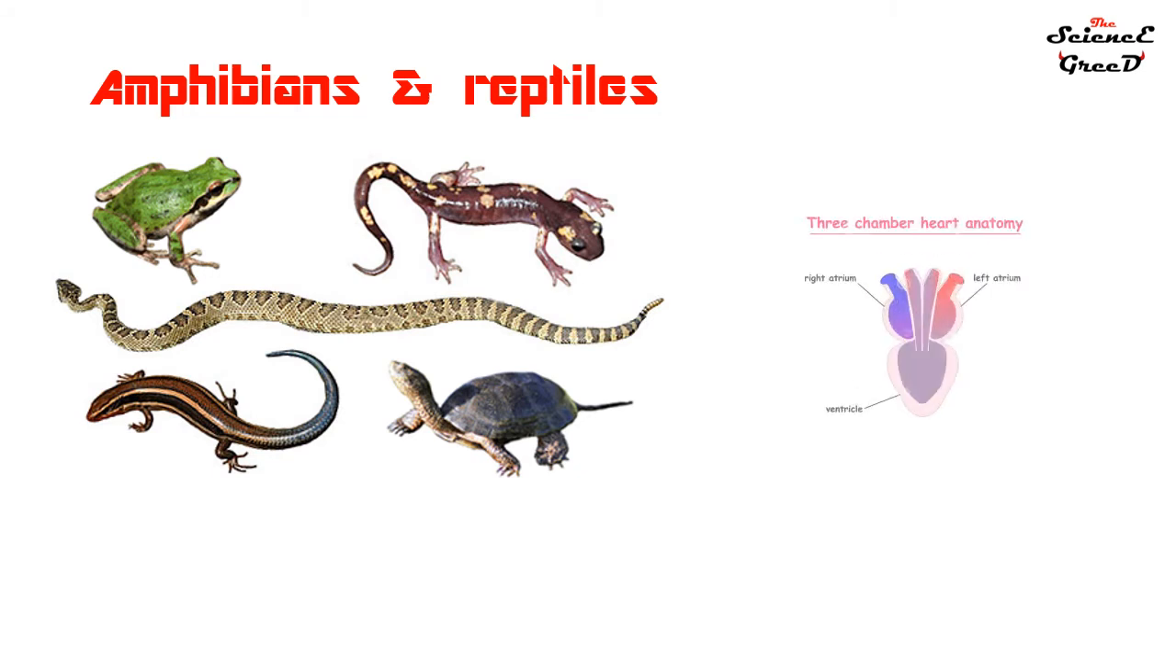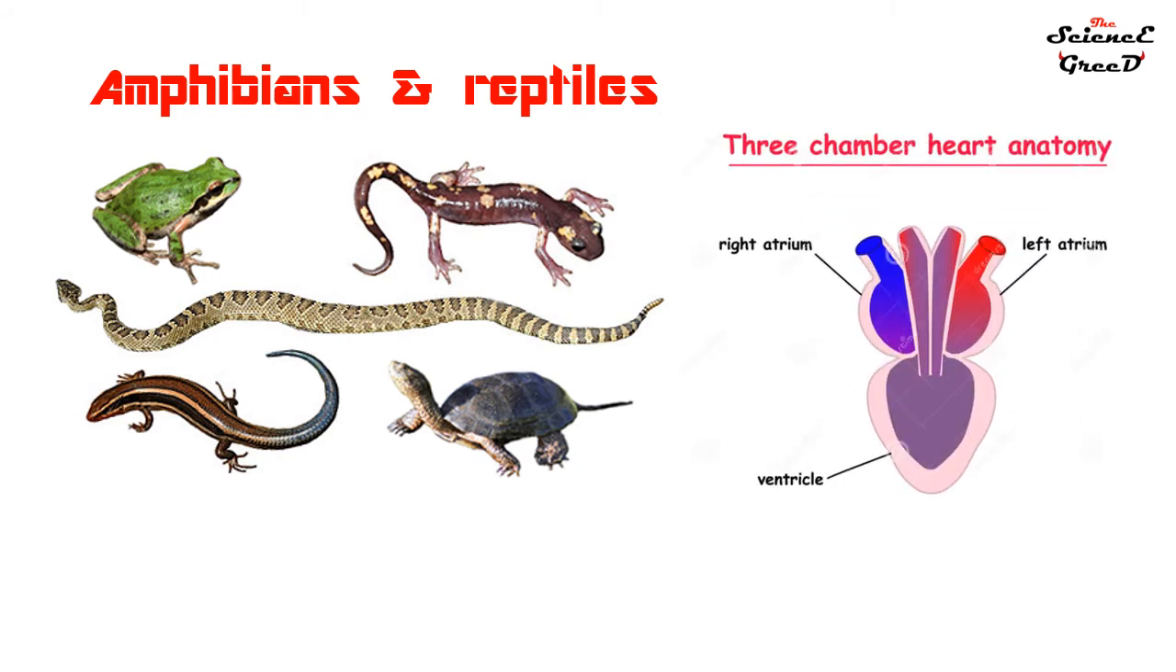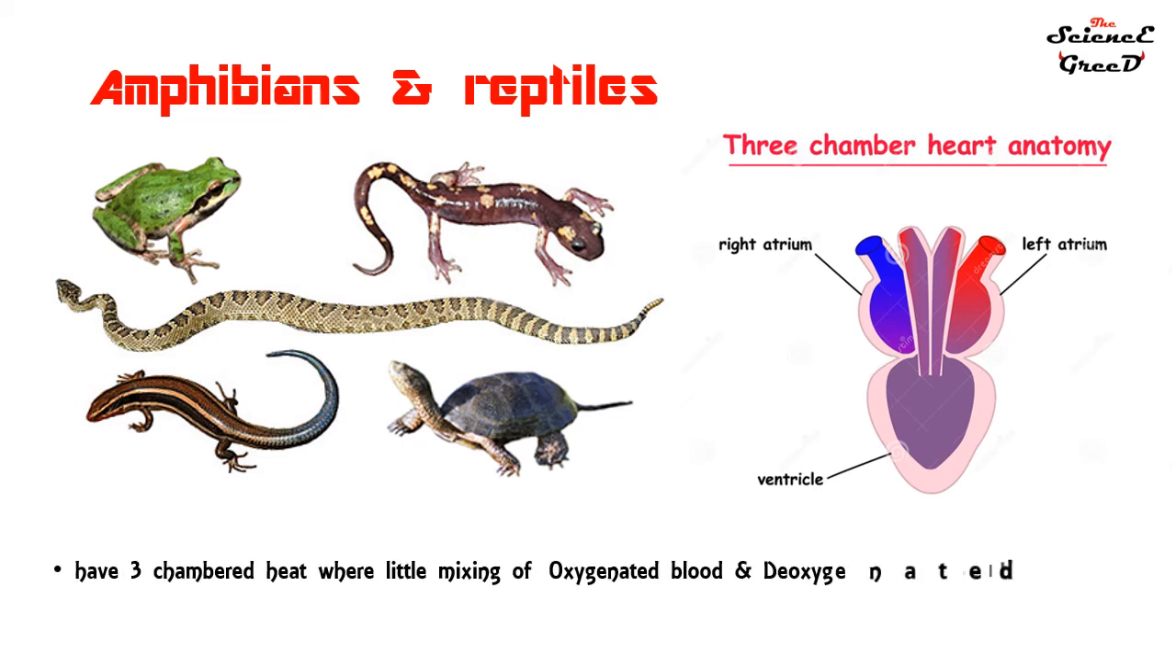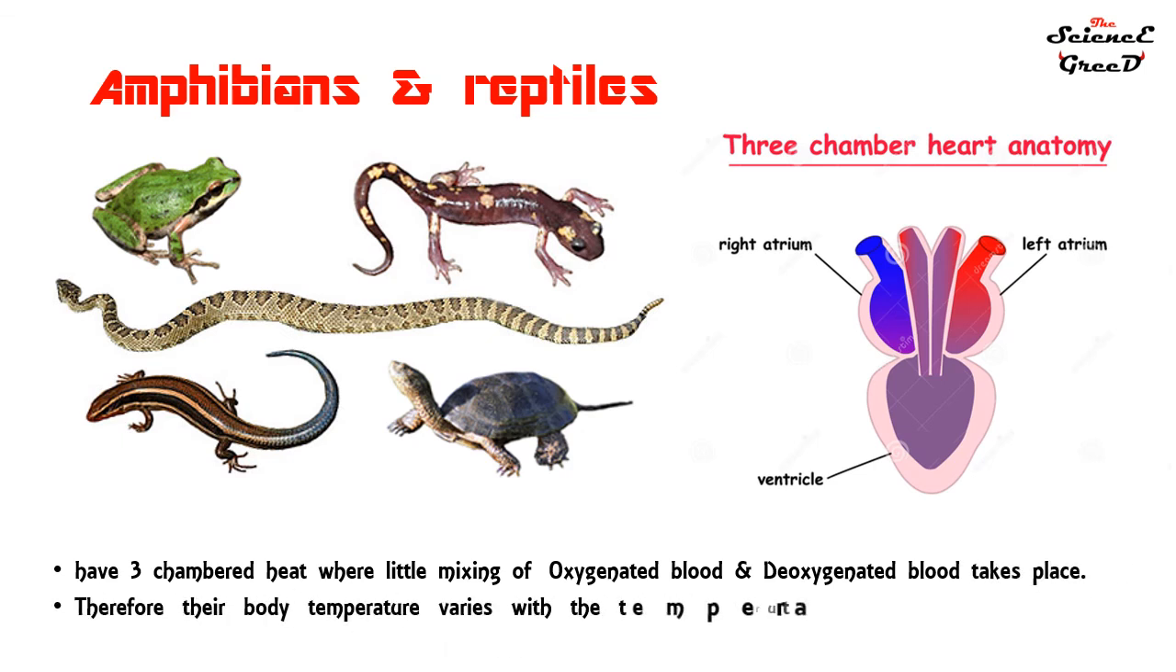Three-chambered heart, 2 atria and 1 ventricle. Blood from the ventricle travels to the lungs and skin, where it is oxygenated, and also to the body. In the ventricle, deoxygenated and oxygenated blood are mixed before being pumped out of the heart. Little mixing of oxygenated and deoxygenated blood takes place. Therefore their body temperature varies with the temperature of the environment. Cold-blooded animals.